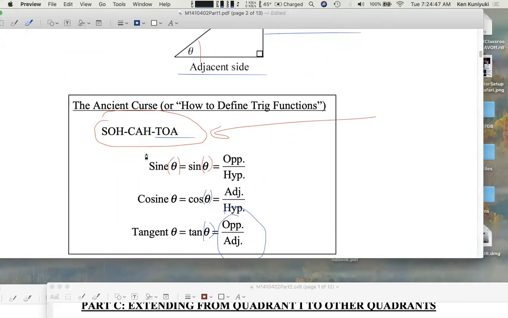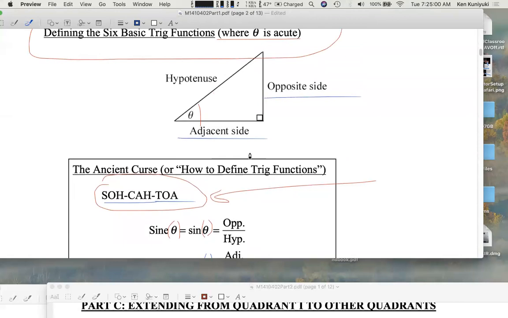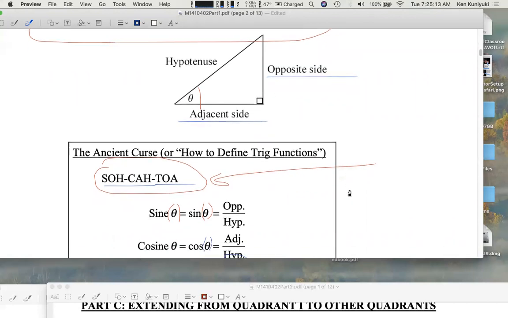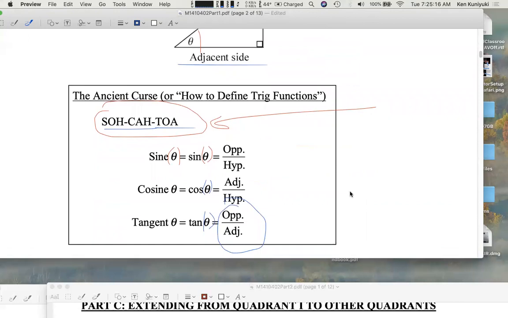All right, so we can use this ancient curse, Sohcahtoa, to describe how we can define the sine, the cosine, and the tangent of theta as ratios of side lengths. So, sine is opposite over hypotenuse. Cah, cosine is adjacent over hypotenuse. Toa, tangent of theta is opposite over adjacent. So these are our three basic trig functions in terms of theta. We're going to look at their three partner reciprocal functions in the next video.